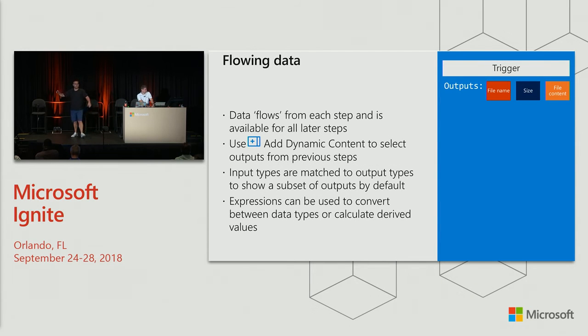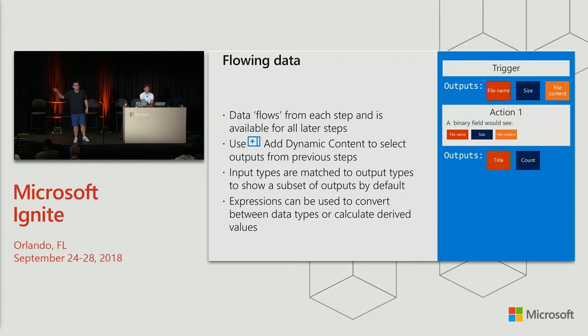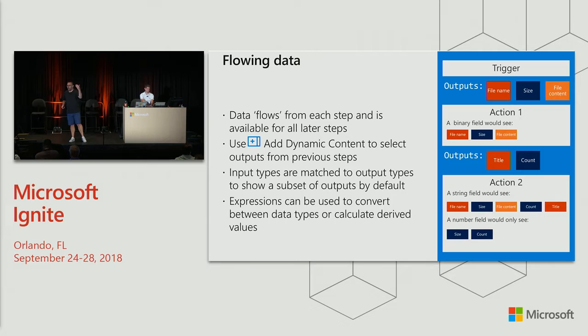Now, this is an important concept, especially for those of you guys that are not familiar with Flow. We have a concept called dynamic content or flowing data. And what happens is, as we add steps into our flow, the data from those steps becomes available in all of the subsequent steps. And so when we see here, we add a trigger, we have the outputs file name, size, and file content. But then I would add another action, and I would get additional fields like title and count. And so now in my third step, I would see that all of my data from the previous two steps is available to me in my lower steps for use so that I don't have to be retyping things over and over and over again.